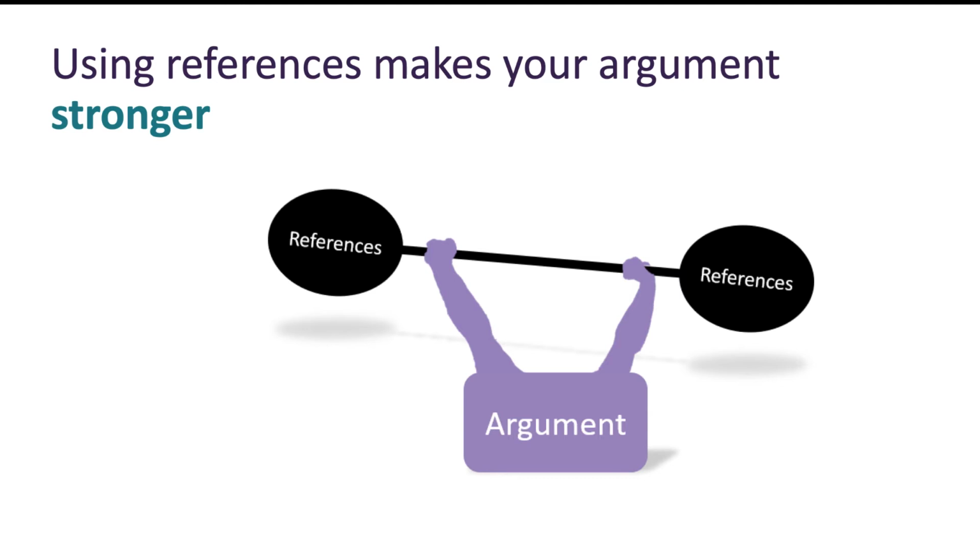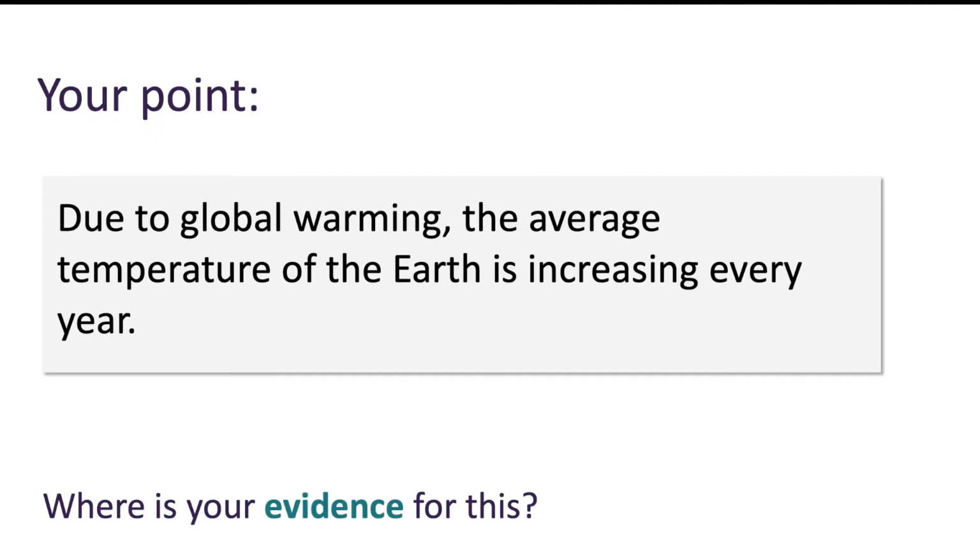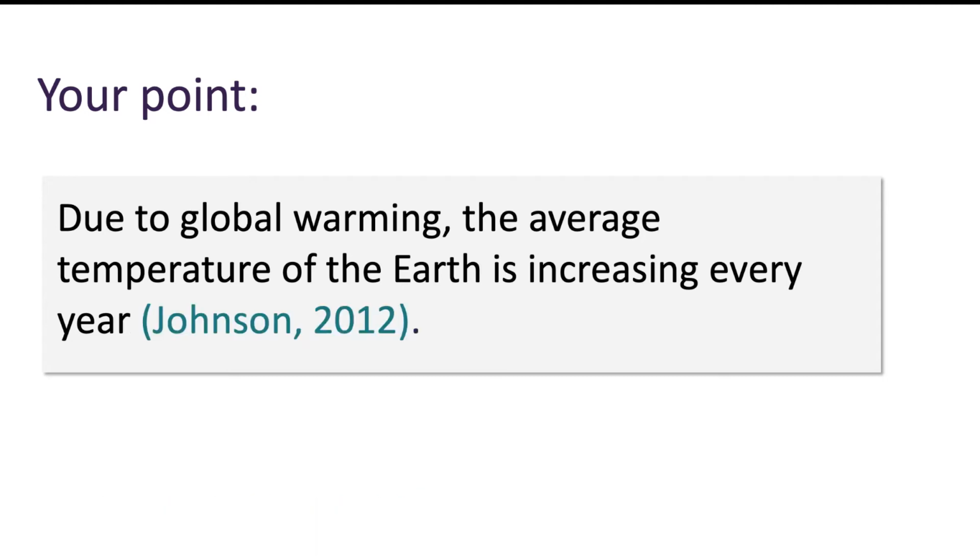Using an expert or two to back up your information makes your argument stronger and will make your lecturer take more notice. For example, if your point is that due to global warming, the average temperature of the Earth is increasing every year, although we believe that to be true, there are people who don't believe in global warming. So you do need some evidence to back that up. As soon as you put in a reference, so an author and a date of publication, you're automatically making that argument stronger. You're using academic evidence to show that that point is valid.